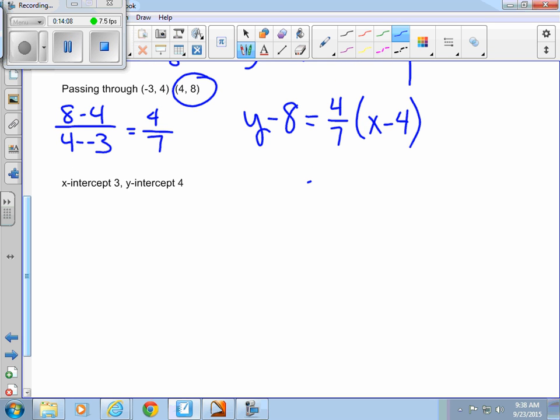Now, it wouldn't look the same, but if you put it in slope-intercept form, would it look the same? It would. It would end up being the same thing in slope-intercept form if you have to do that. Again, read directions. If it says put it in slope-intercept form, comply. Okay, I have an x-intercept of 3 and a y-intercept of 4. I have a y-intercept. What do I not have? A slope.